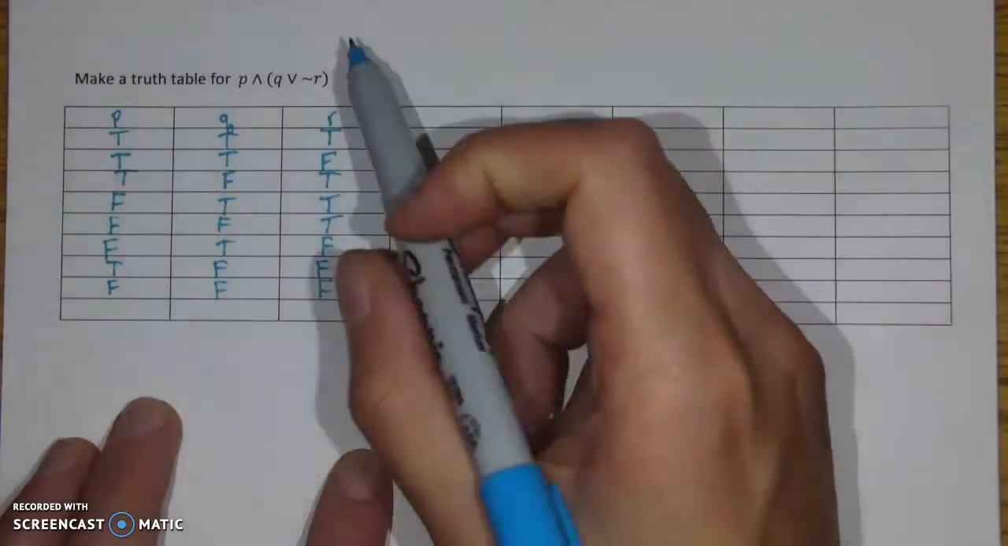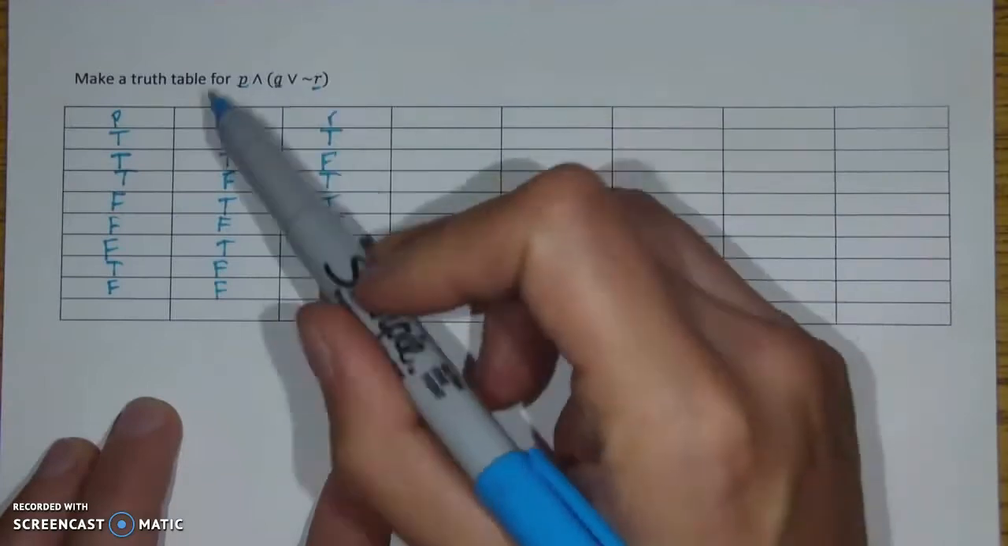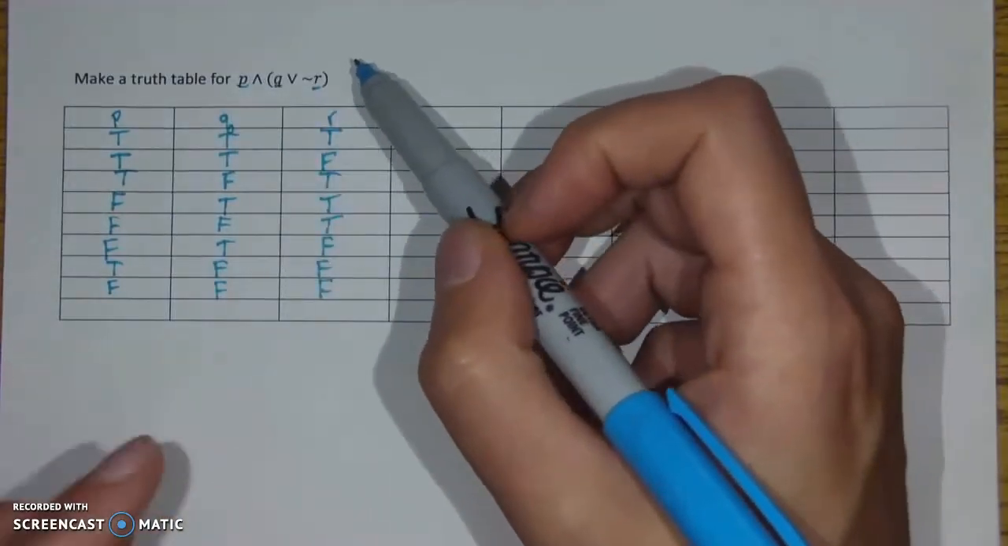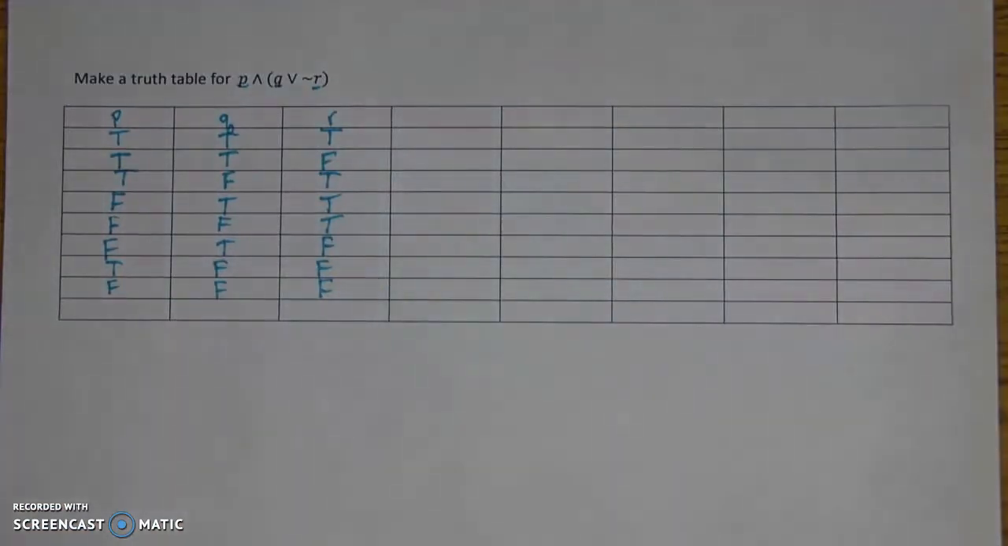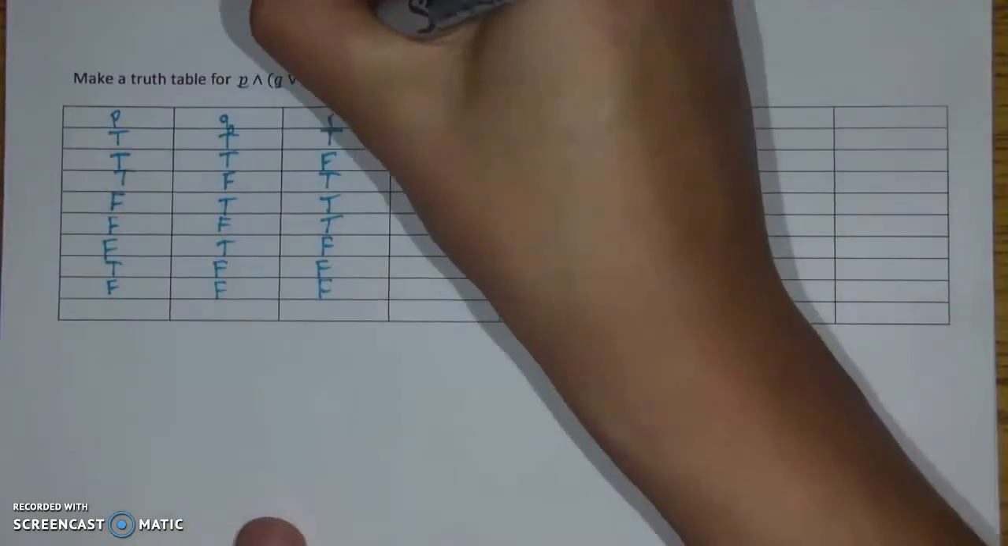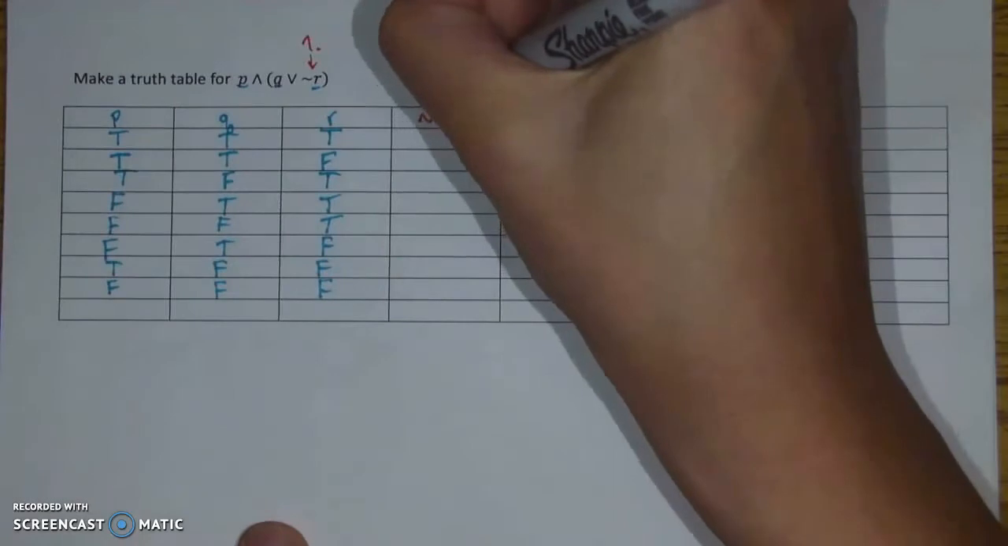Now that's all well and good. I found my three smallest parts. The thing is, that hasn't really told me if the overall statement is true. So what I'm going to look at next is what's the next largest group in here. And here I can see that not R is another thing that I'll need to know. Is this true? So I can add not R to my table.